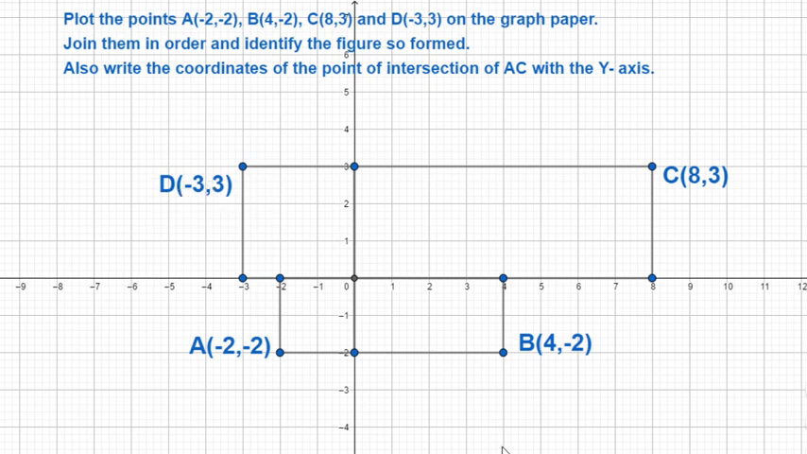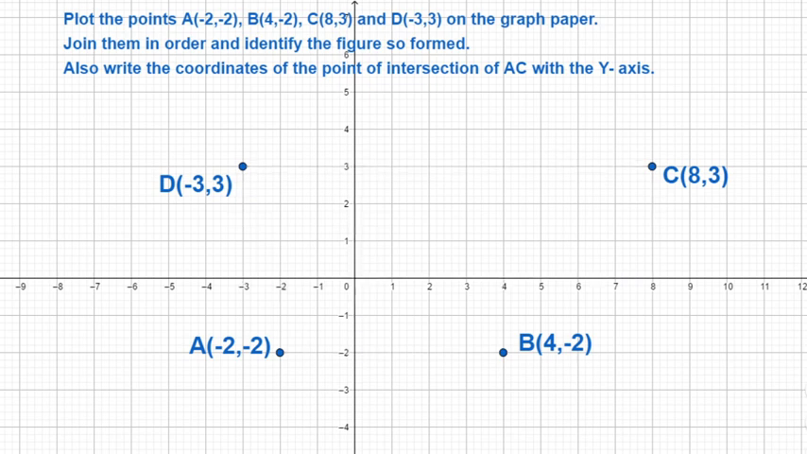So we have plotted all the points A, B, C and D as suggested in the question. Plot the point, the first line we have already done. The second line is join them in order. In order means we have to join like this: AB, then BC, then CD and DA to obtain a figure, and then we have to identify what type of figure it is. So let's join AB, then BC, CD and AD. Let's see what figure we received while joining these 4 points.